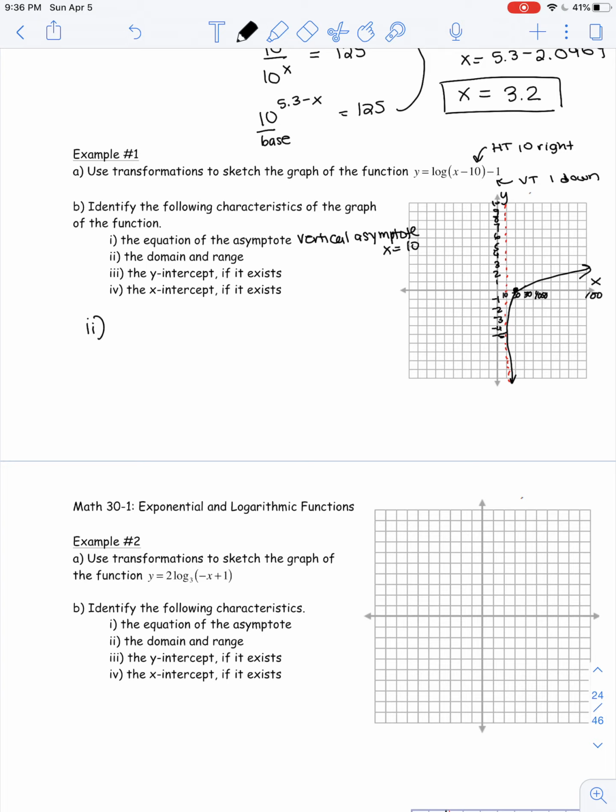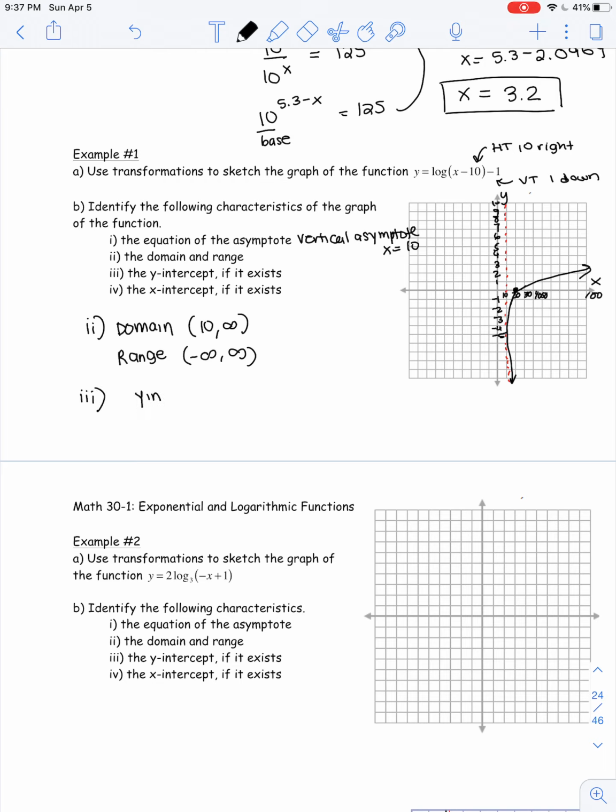So for I, I'm going to do that over here. The domain now is going to be a rounded bracket from 10 up to positive infinity. So you'll notice that it's not a square bracket because I shouldn't touch 10, because that's a vertical asymptote. Our range should go from negative infinity to positive infinity. So it does go forever up and down.